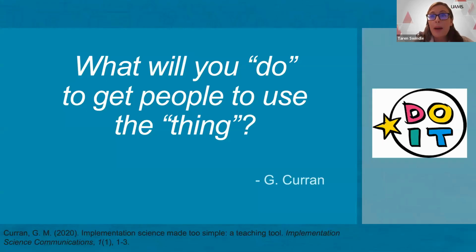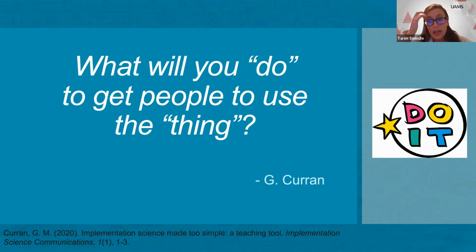So one of my primary mentors is Jeff Curran, and he has a great tool for thinking about implementation science and for making it simple. And I encourage you to check that out. But at its core, he summarizes implementation science this way. What are you going to do to get people to use your thing? That's what it's all about.